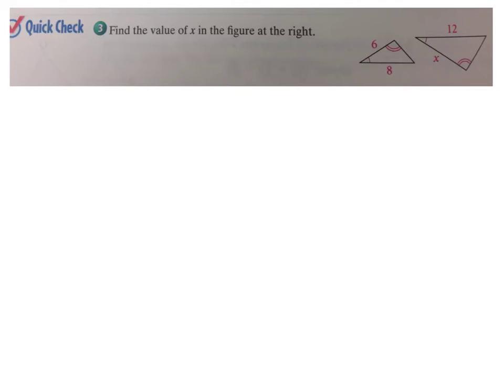Now let's look at quick check number 3. First, tell me how you know that these 2 triangles are similar. Hopefully you will agree they are similar by AA similarity, because you got 2 pairs of angles that are congruent. Now please pause the video while you set up a proportion to figure out X.